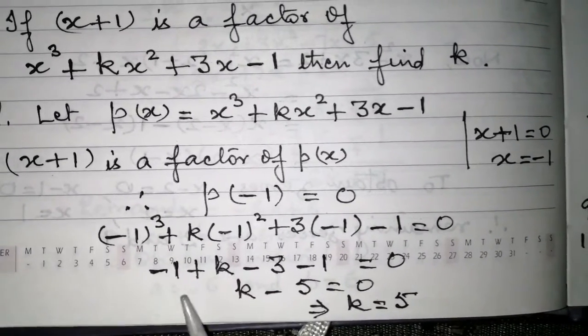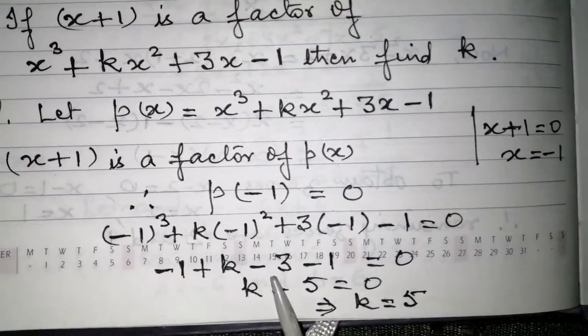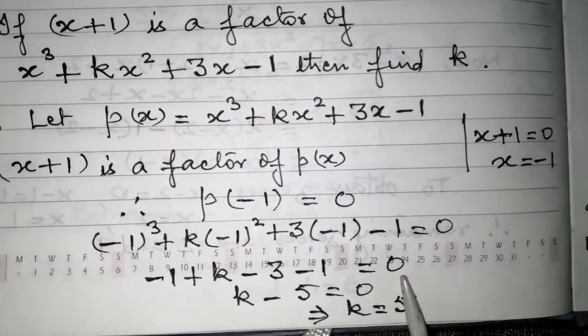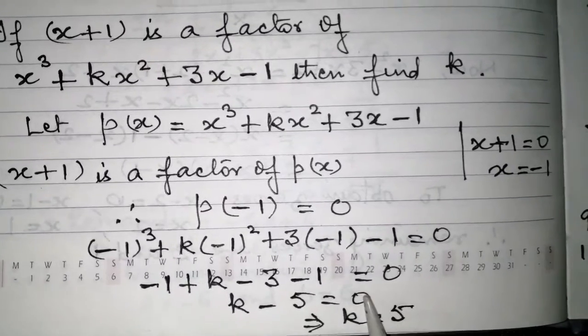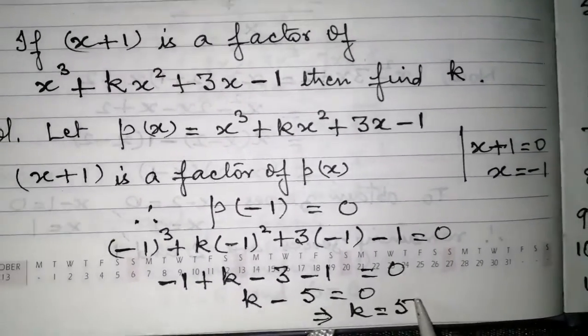So simplify, you get minus 1 plus k minus 3 minus 1 equal to 0. That is, k minus 5 is equal to 0. Right? Transpose this 5 to that side. So you get k is equal to 5.